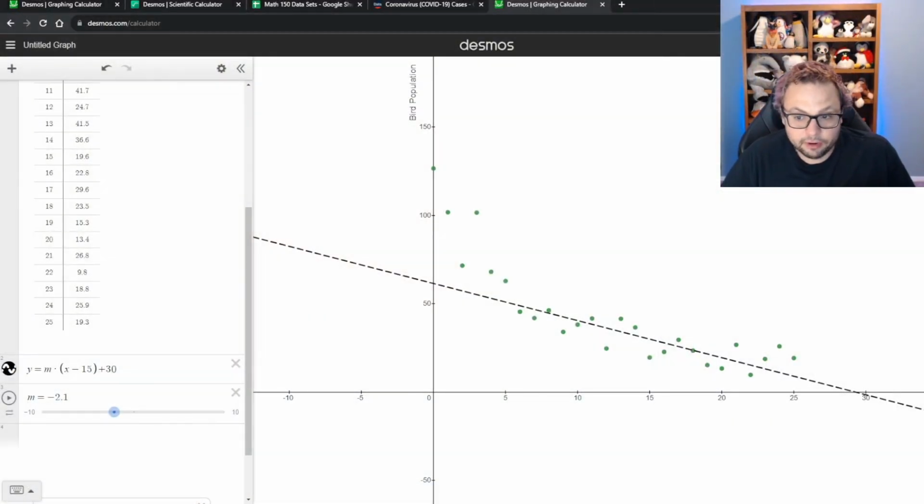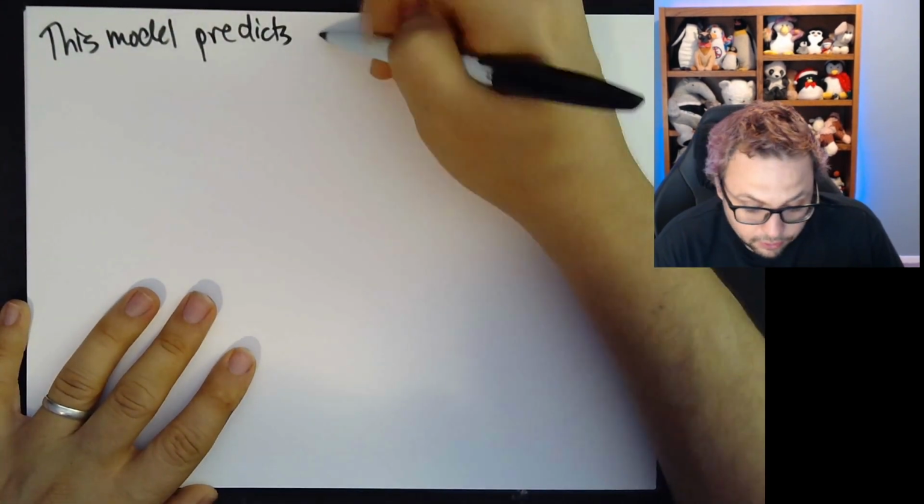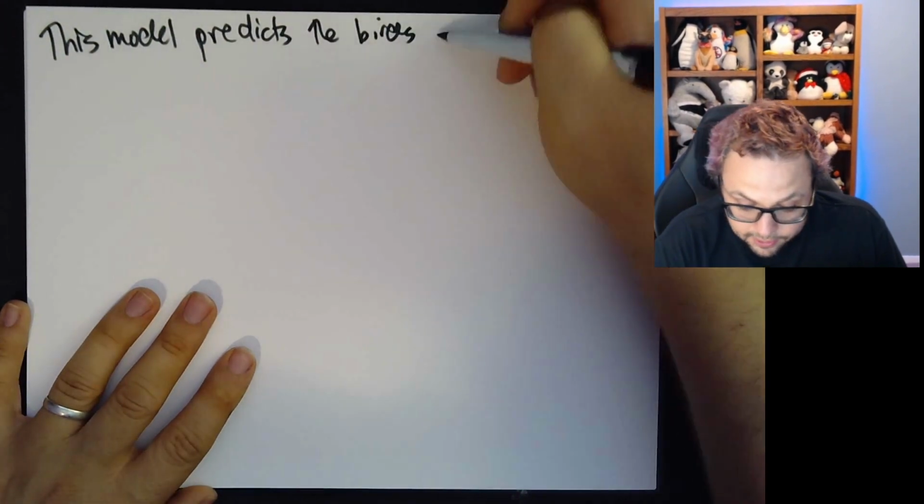Indeed, the picture here is quite bad. Remember that this dashed line is how we're predicting this is going, because here we see the bird population is supposed to hit 0 in year 29. So indeed, this model predicts that the birds will go extinct by year 30.